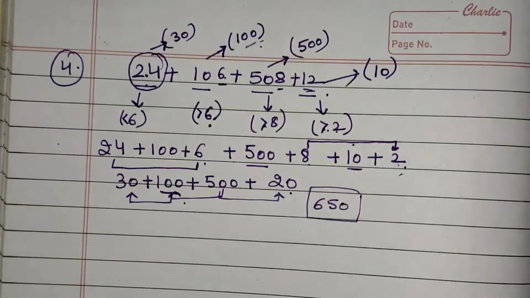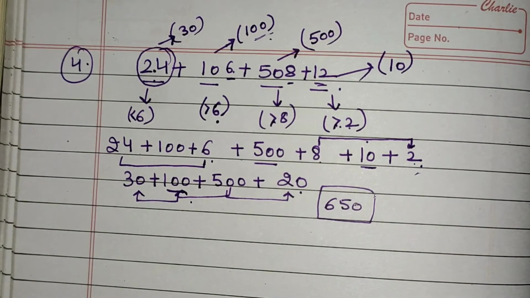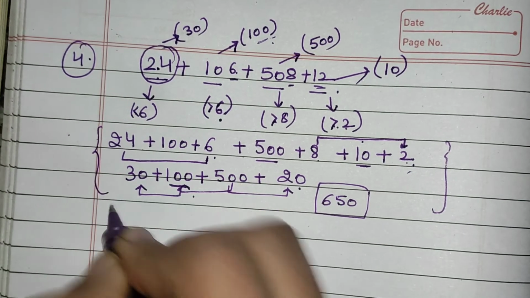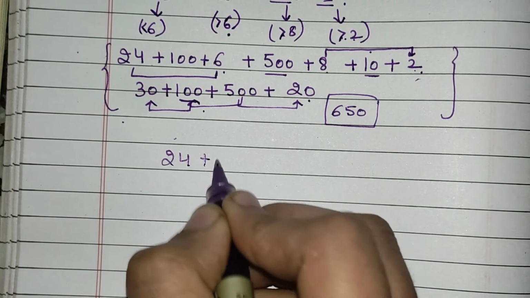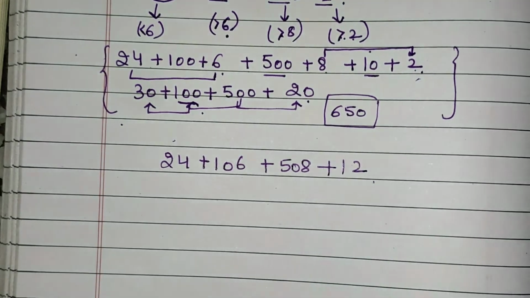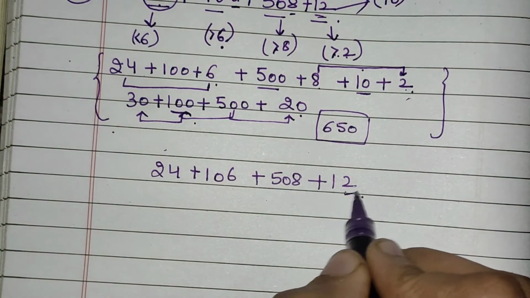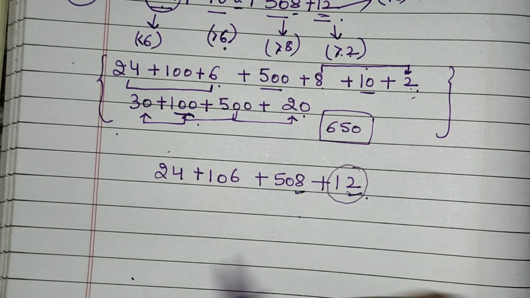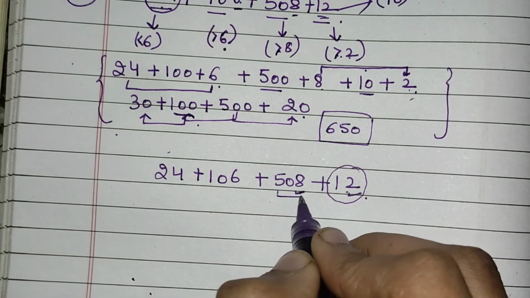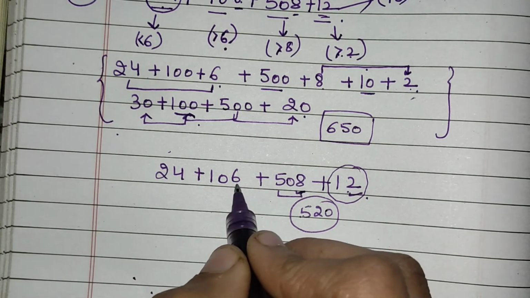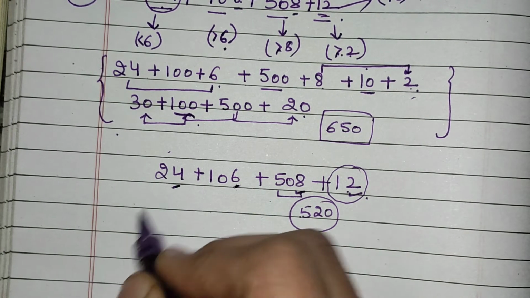650. Okay, so in your exam when you practice using this method, you do not need to write down these steps. Without writing even these steps, by seeing only you will be able to see, okay, this is 24 plus 106 plus 508 plus 12, right? You will easily be able to see that this is 2 and this will give you 8. 2 plus 8 will be 10 and 10 plus 10 will be 20. Okay, and 20 plus 500, from these two what have you got? 520, and this 6 is extra and this is lesser than 30 by 6.